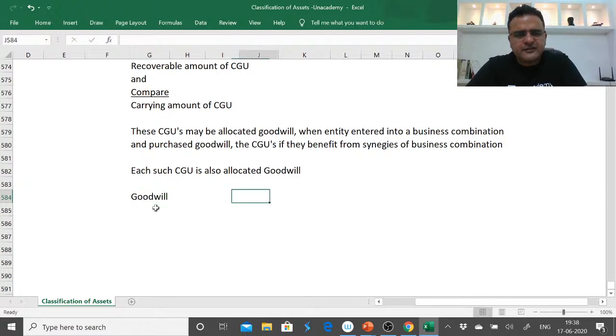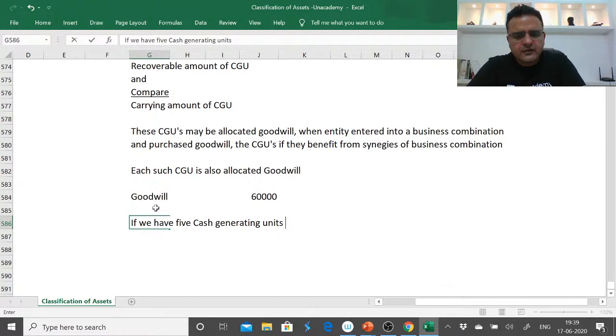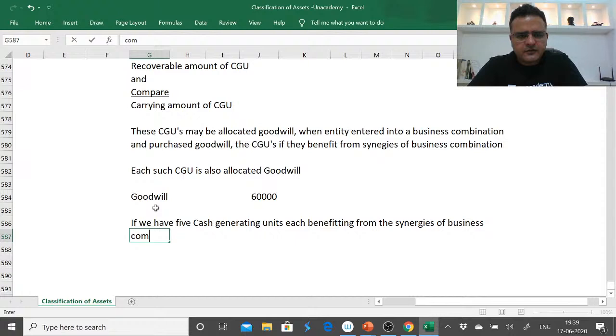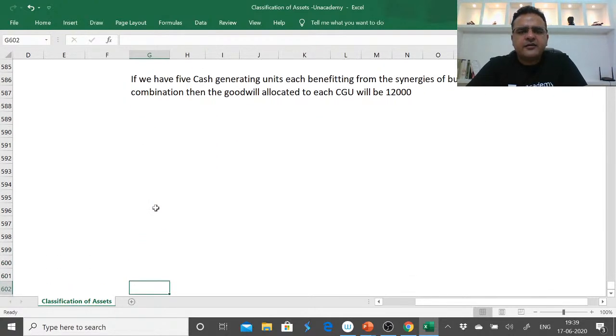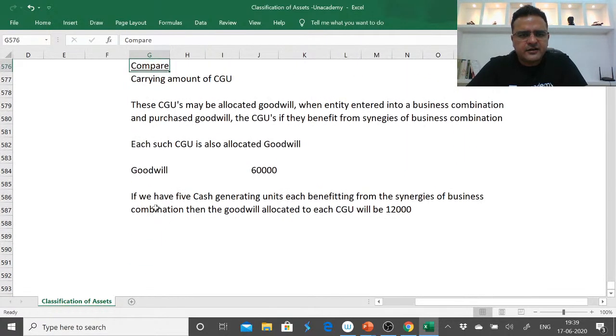So if the goodwill so calculated is say 60,000, and if we have 5 cash generating units, each benefiting from the synergies of business combination, then the goodwill allocated to each CGU will be 12,000. So the impairment of CGUs, you can read it carefully.